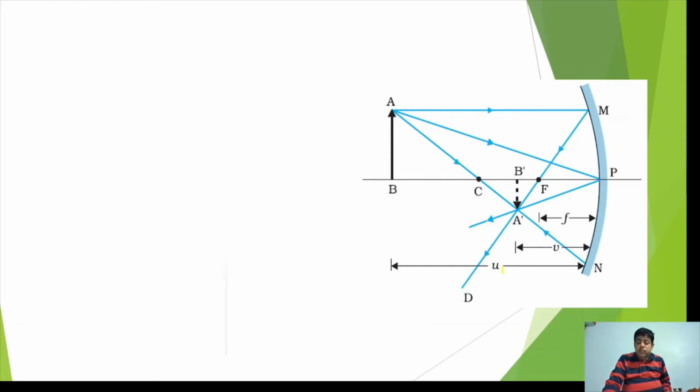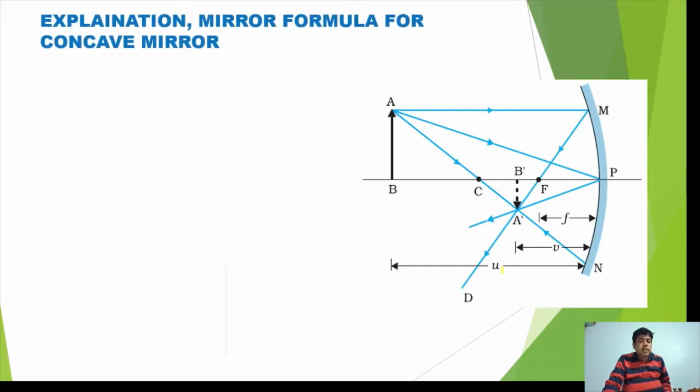I hope you will follow it. Now I am going to explain the second part, the mirror formula for the concave mirror for the real image. Here is the concave mirror. All of you know the concave mirror and the ray diagram for the concave mirror, and what the nature of the image should be according to the position of the object.